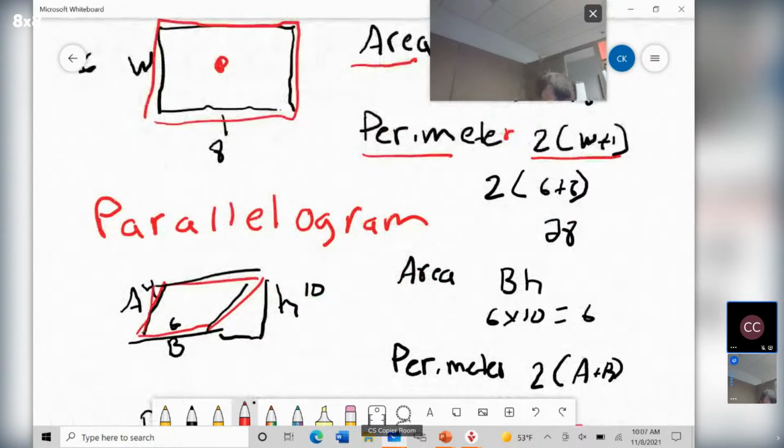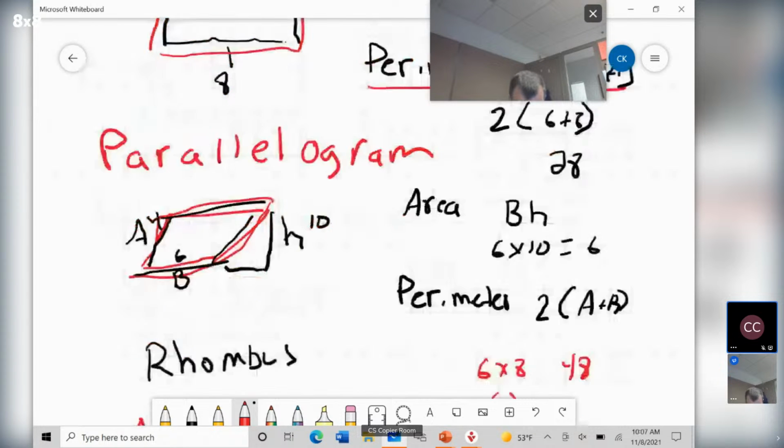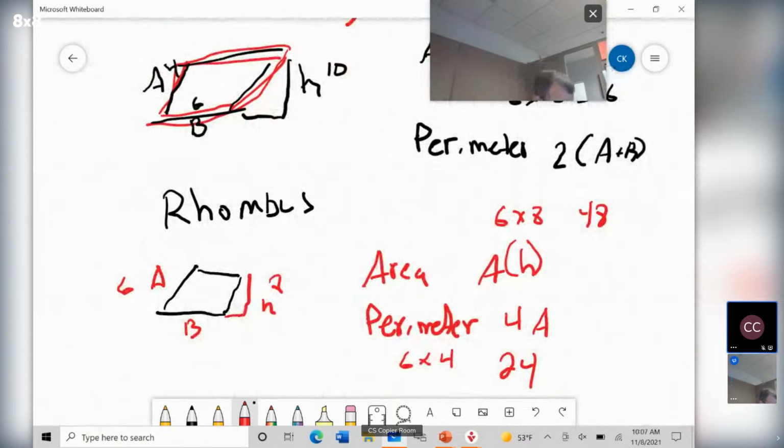Okay. And then for the parallelogram, the area is just going to be the base times the height. So in this case, the base is 6 and the height is 10, so it's going to be 60. And the perimeter would just be adding all 4 sides up. So you would add A plus B and times it by 2. Okay. And the rhombus, the area is just a side times the height. In this case, the side is 6 and the height is 8, so it's going to be 48. And the perimeter is just basically 4 times a side, and all the sides in a rhombus are equal.